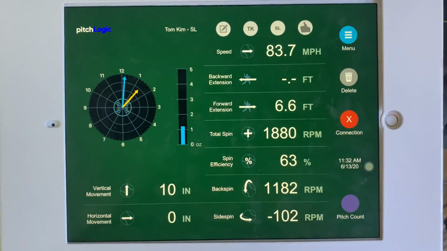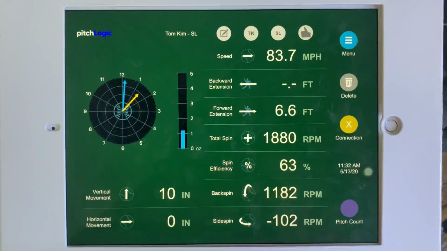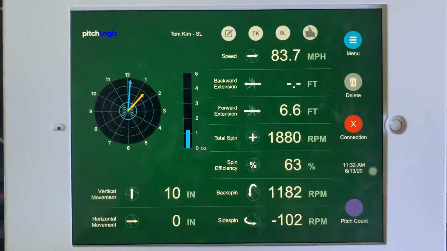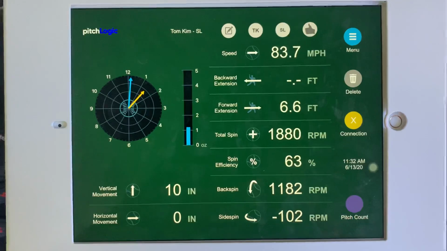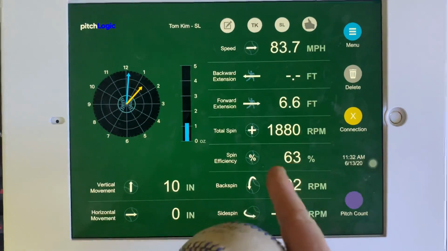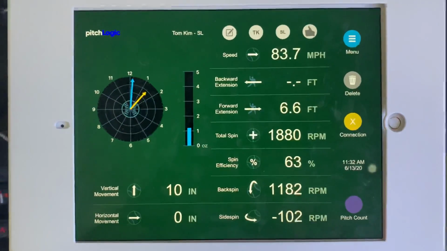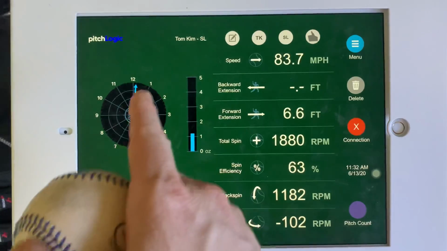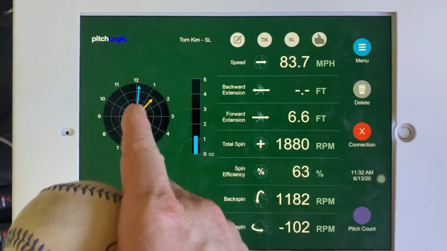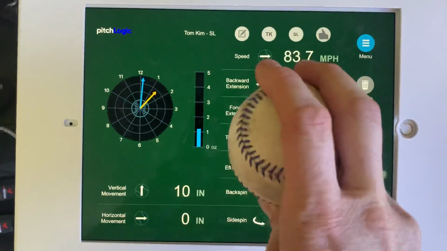I want to go over some interesting pitch data here that brings insight into how your arm path can affect your spin efficiency. So we can see here, spin efficiency is at 63%, which is poor, which means there's a lot of rifle spin in the ball. And we look at the yellow angle here, that's going to be the release point at about 130. And then the blue is going to be the spin axis at almost 12 o'clock.